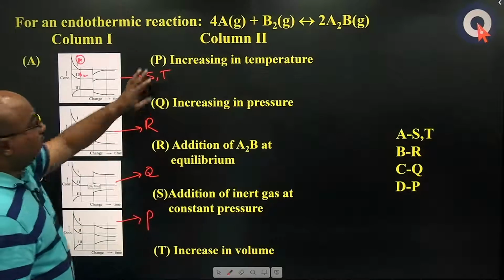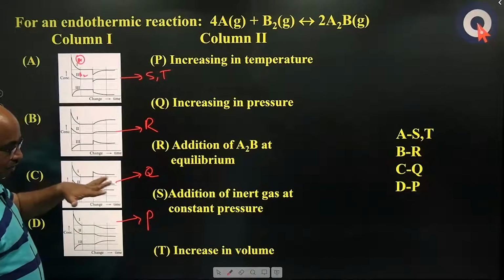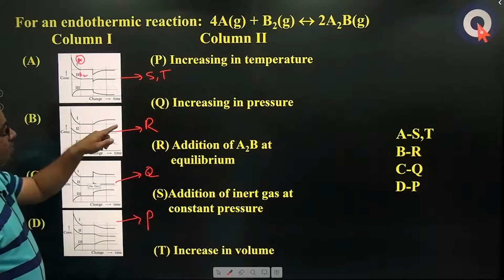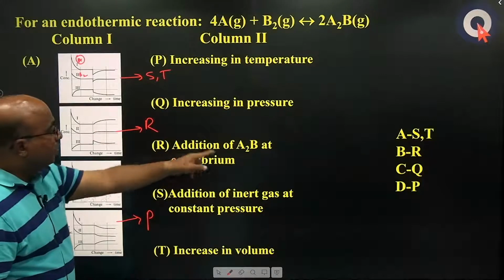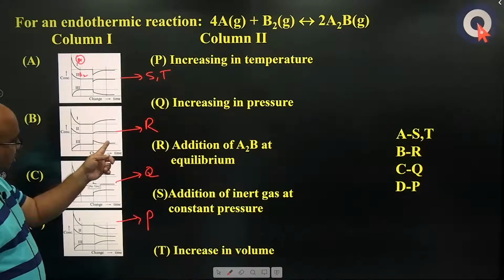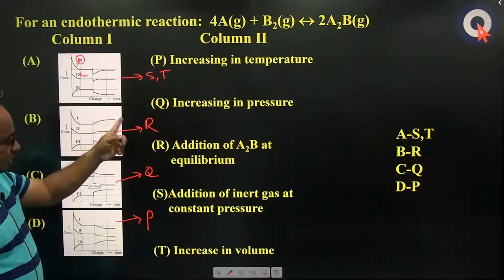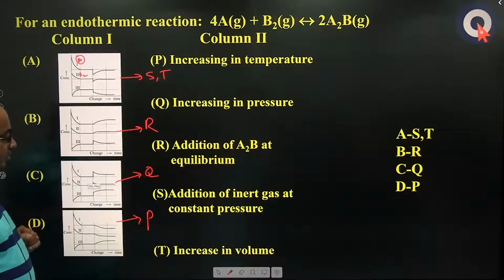So when you increase the temperature, the AB value should decrease, and the A2B value should increase. So when we add A2B, it immediately increases, A and B are not affected nearly, but A2B starts decreasing and A and B start increasing. So this has to be R. Okay.